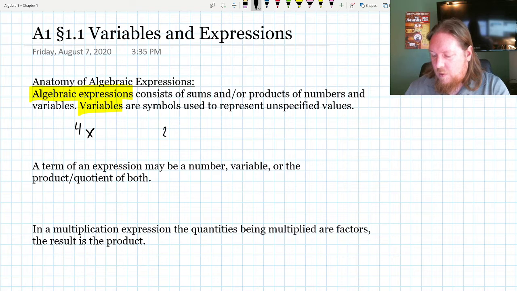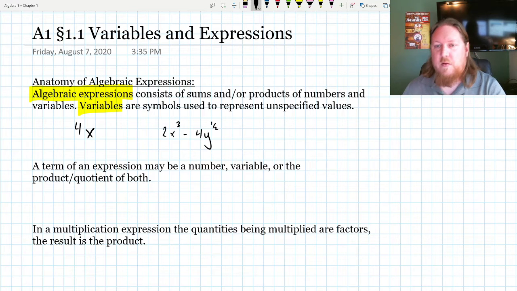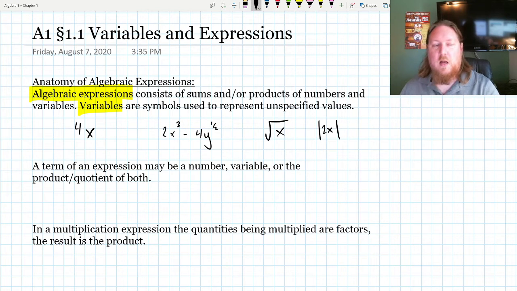You could have 2x to the third power minus 4y to the 1/2. There's all kinds of different things that can happen here with this. You get square roots in there. You could have, hopefully you remember, absolute values. There's all kinds of different ways that we use these algebraic expressions.